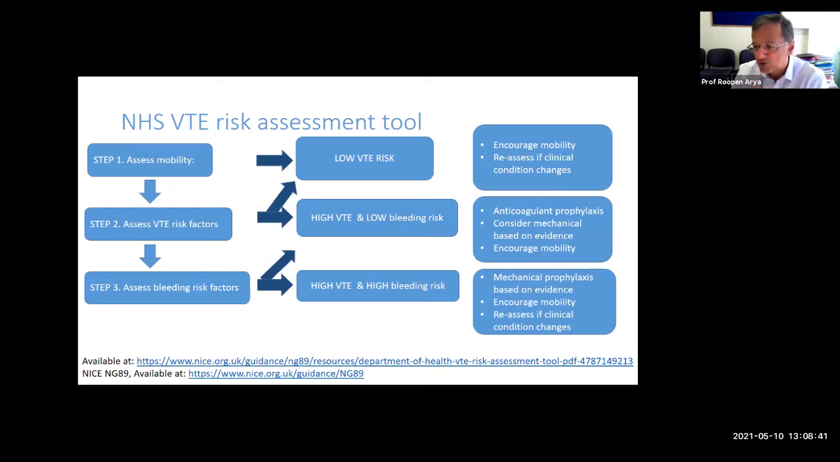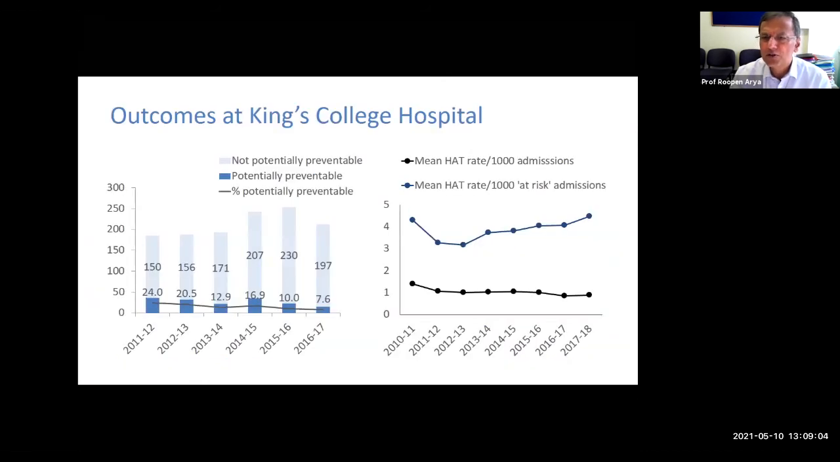But I think there's little doubt that the widespread and mandatory adoption of this risk assessment tool has driven the thromboprophylaxis process with some evidence of improved outcomes, for example, with the post-discharge VT deaths that I had demonstrated earlier. So at a local level, we have seen year-on-year improvement in the number and cases of potentially preventable hospital-associated thrombosis.